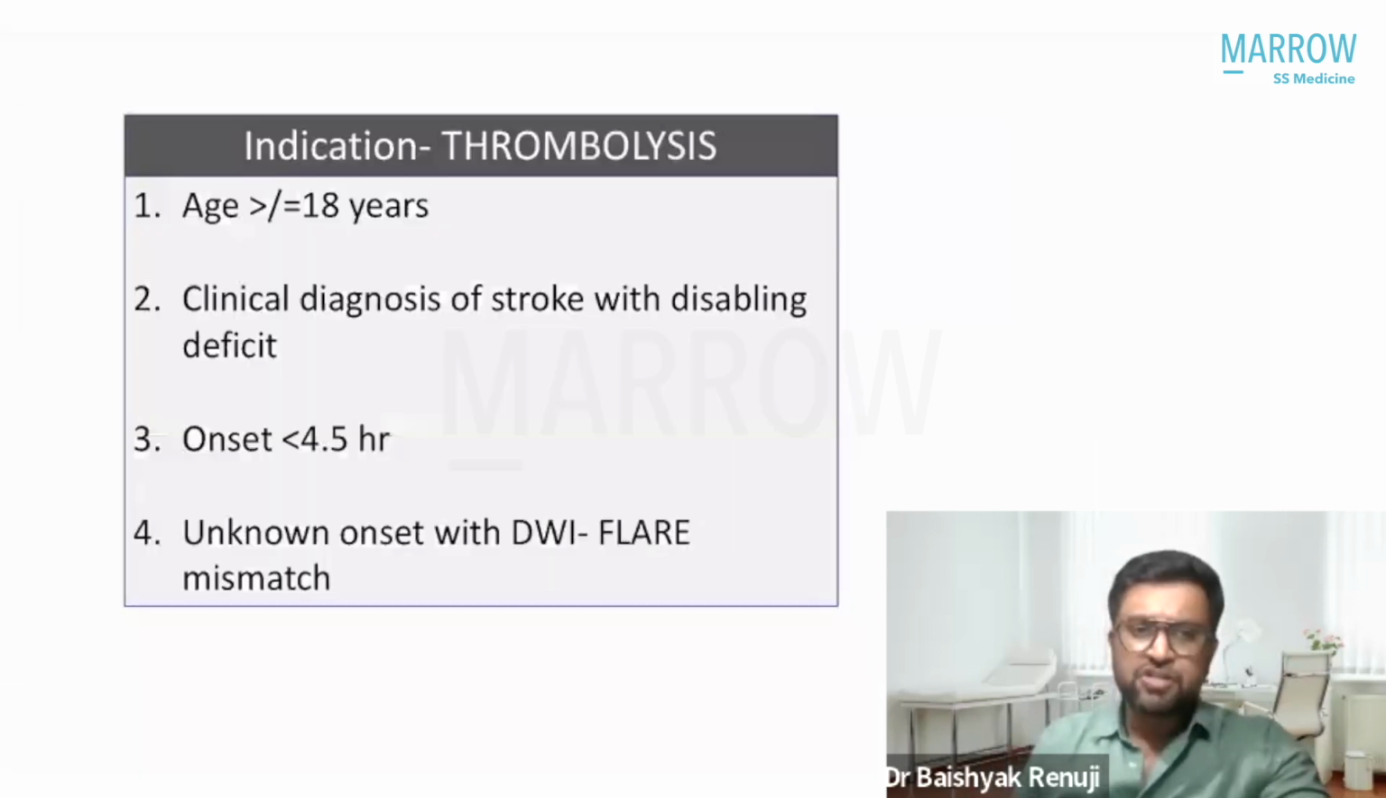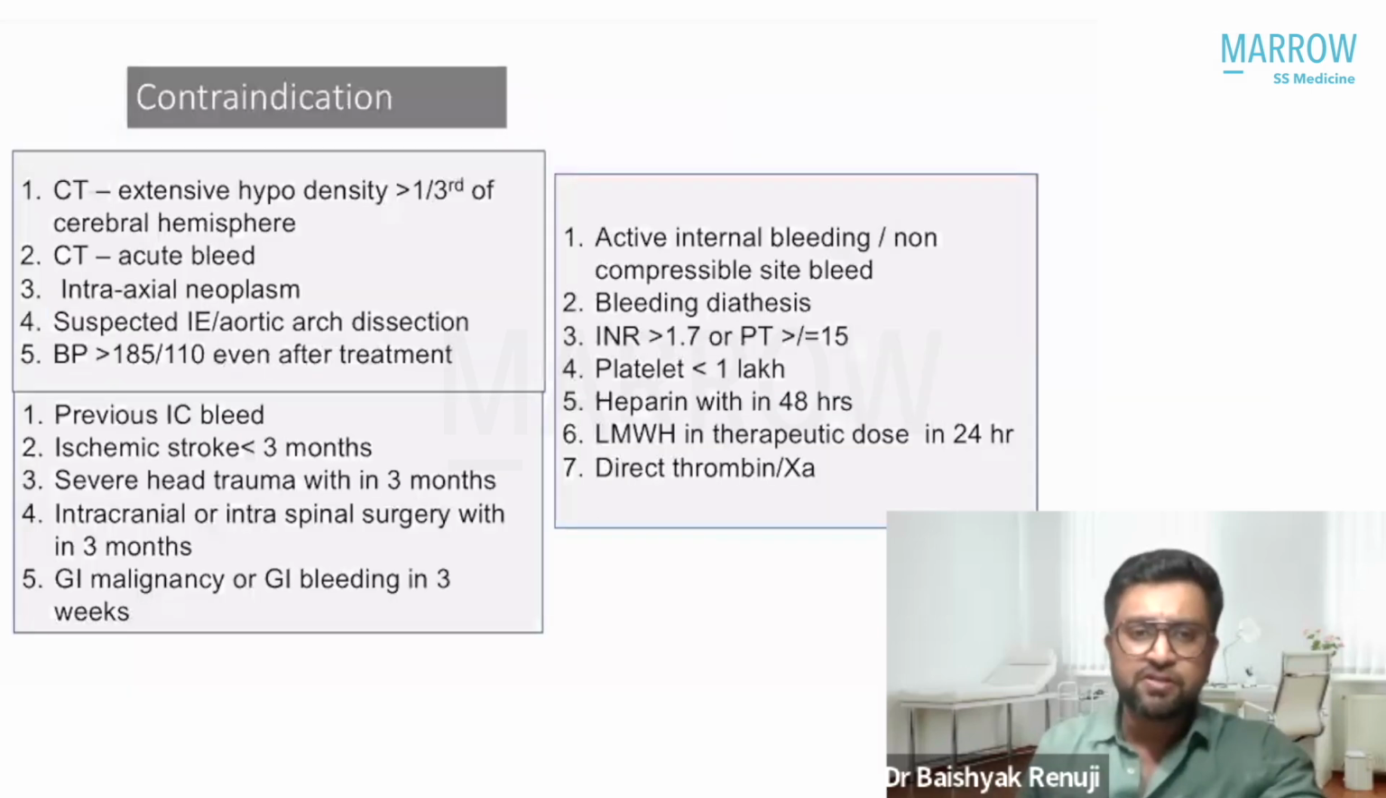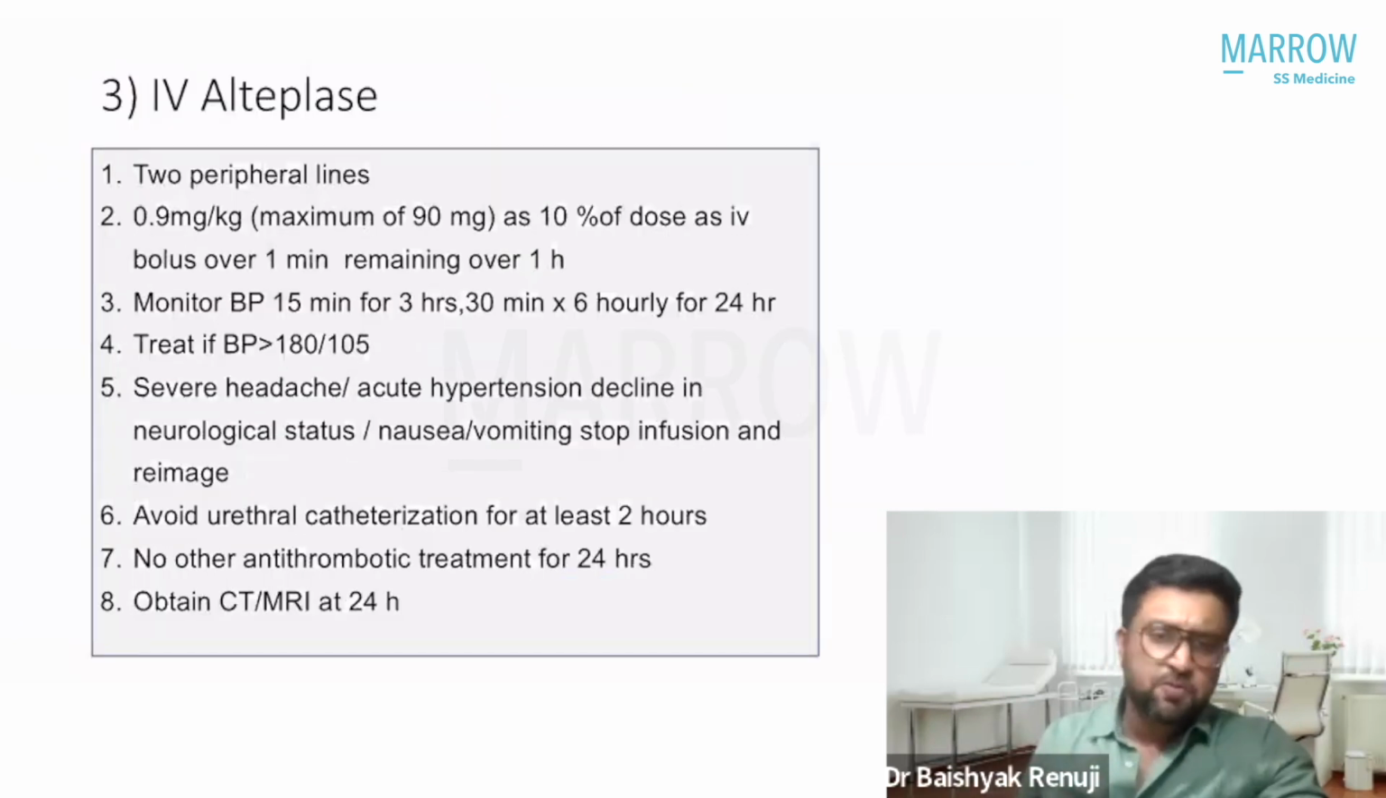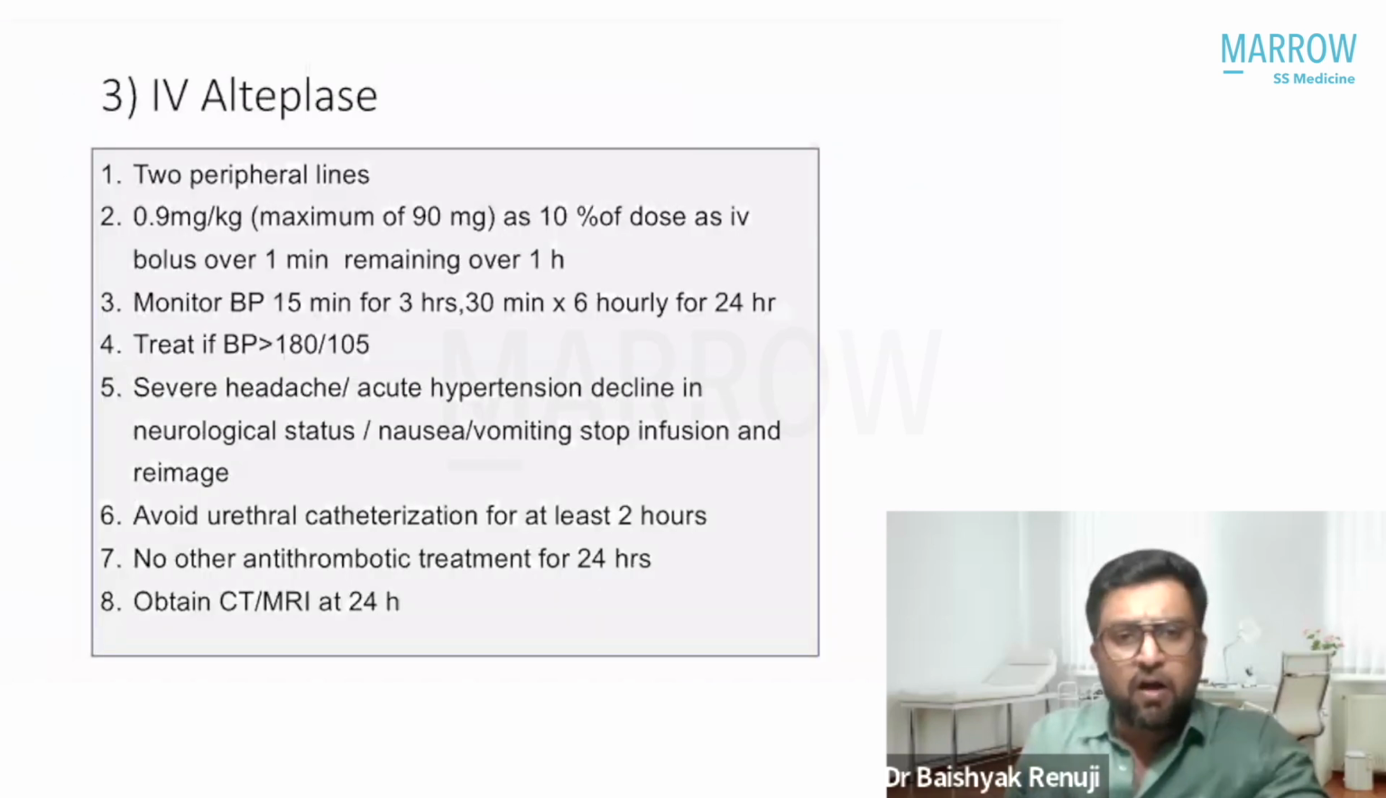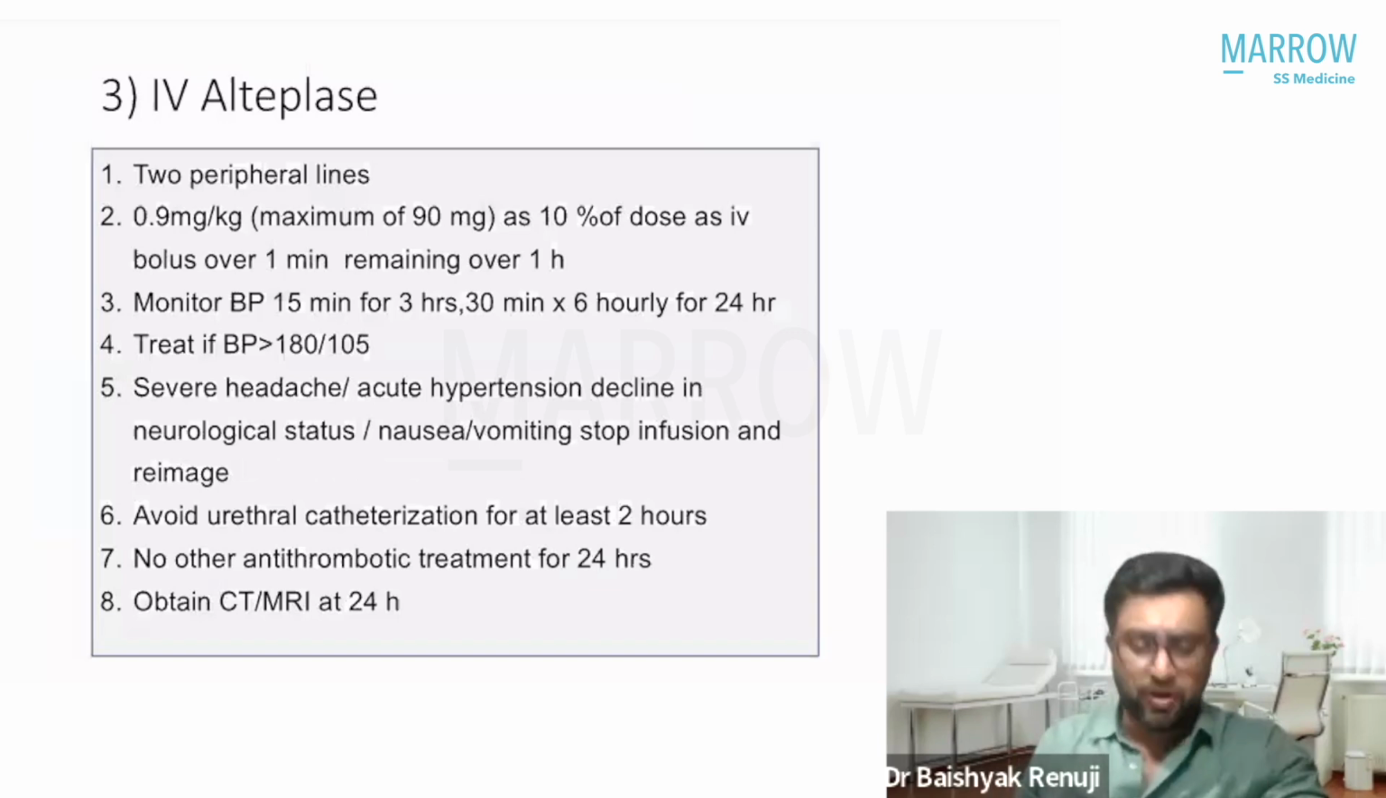So these are the indications which you all might know. The window for lysis is 4.5 hours. These are the contraindications. There are 17 contraindications. Some of them are actually not absolute. Depending on the situation, you can still give it. I'm not going to discuss all those things because they're pure theory. This is how alteplase is given: 0.9 milligram per kg, 10% of the dose as IV bolus and the remaining over 1 hour. So we'll go to the first case.